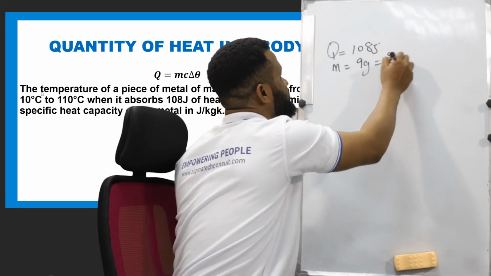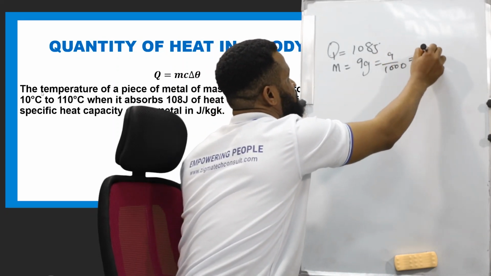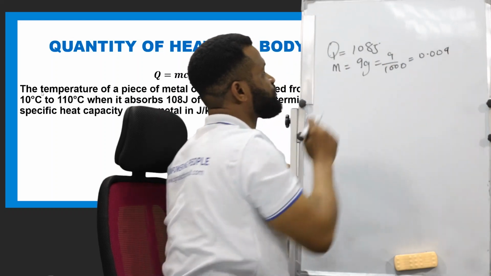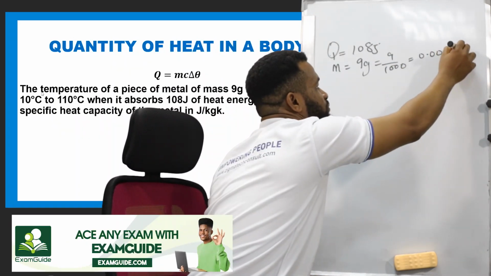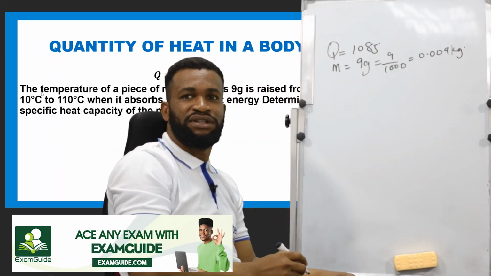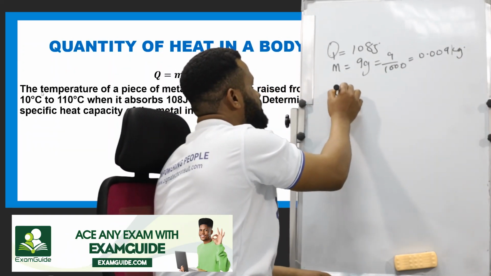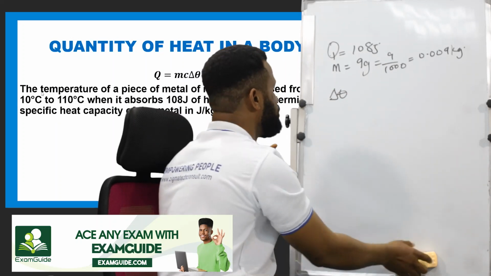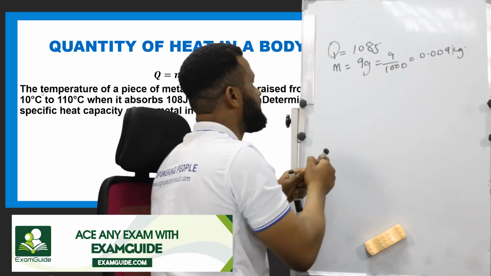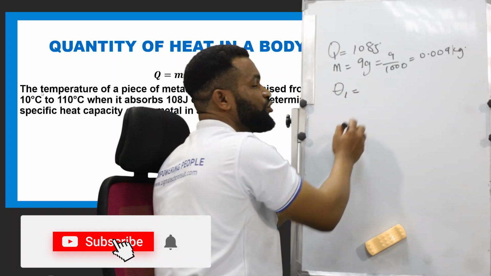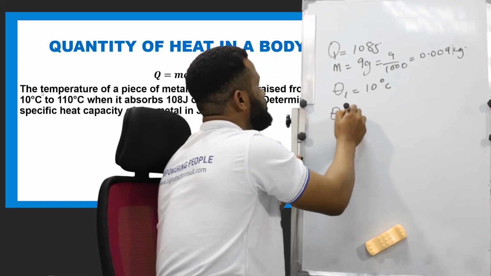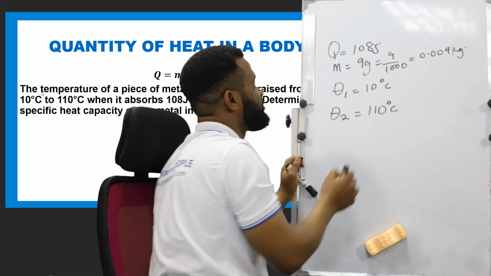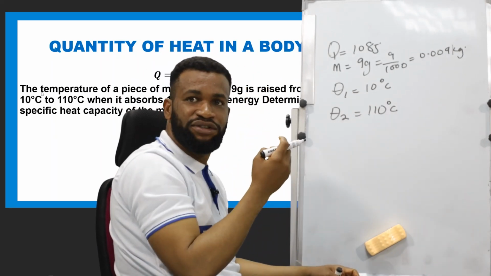So I'm going to say 9 divided by 1,000, which is 0.123. So this is it, kilogram as the mass of the body. And then we are talking about change in temperature. So I am going to use theta 1 to be 10 degrees Celsius and theta 2 to be 110 degrees Celsius. So these are the expressions for this.